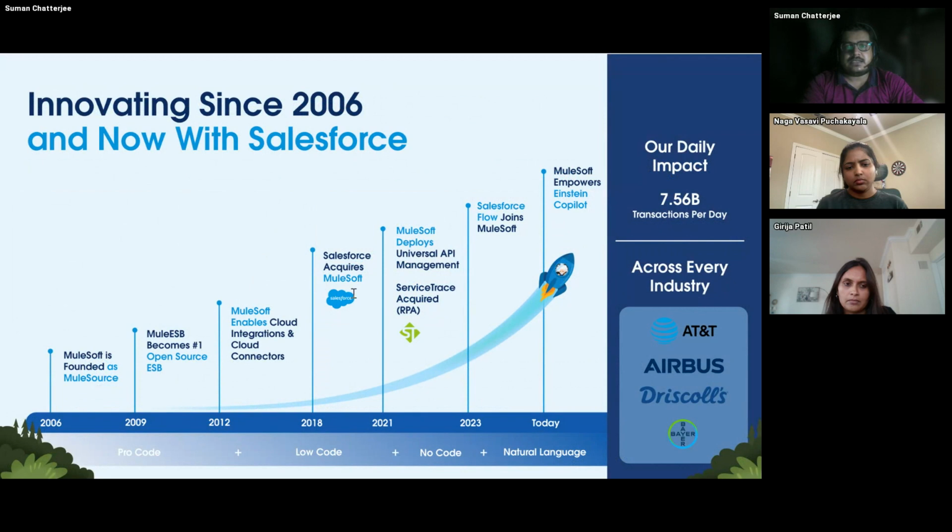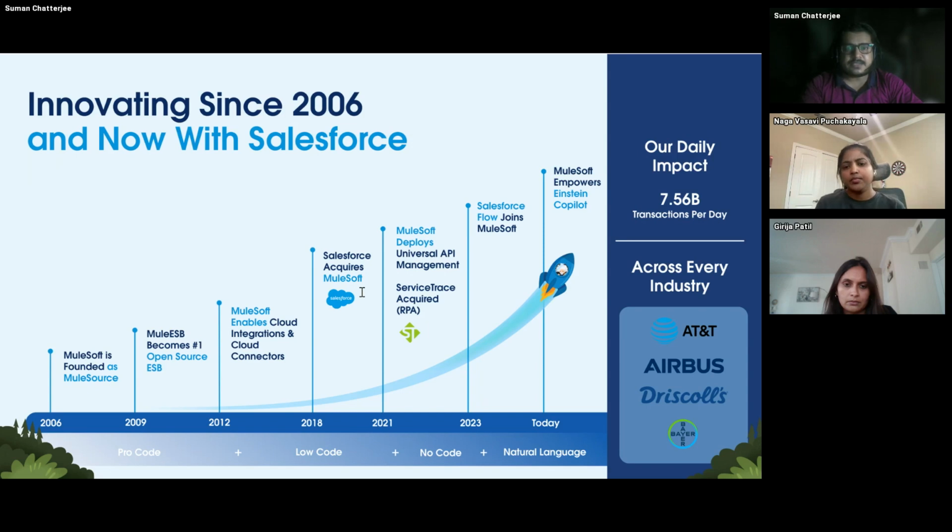Now, this slide is more about how MuleSoft has grown over the years. MuleSoft started way back in 2006 as one of the earliest iPaaS platforms. Now, MuleSoft played a pivotal role in defining the concept of API-led connectivity. Again, back in the day, people used to talk about SOAs and hub and spoke architecture. MuleSoft was one of the first who started talking about API-led connectivity, and that started empowering customers with a more agile and adaptable business.